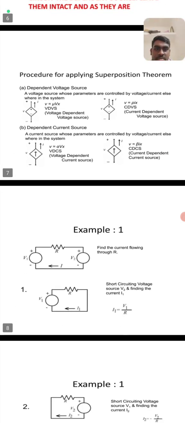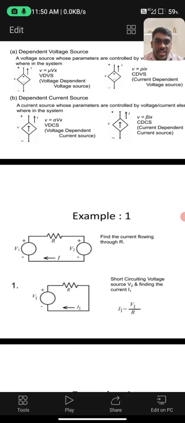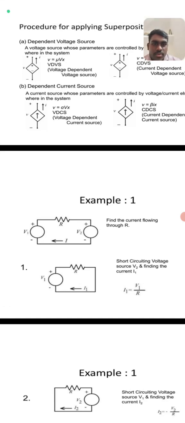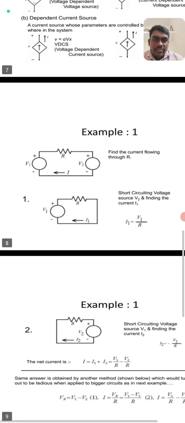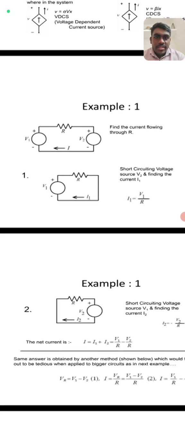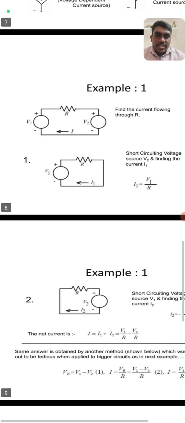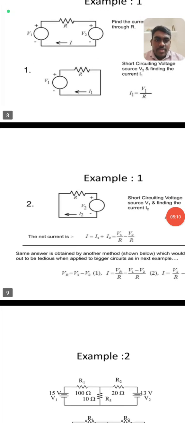Procedure, example 1. We can see a resistor and two voltage sources. We have to find the current flowing through R. We find the current through the resistor from source 1 by short circuiting source 2 to find current I1. We know the formula to find current is I equals V divided by R. Here we have the V1 source, so I1 equals V1 divided by R. Finally, substitute the values into this formula.